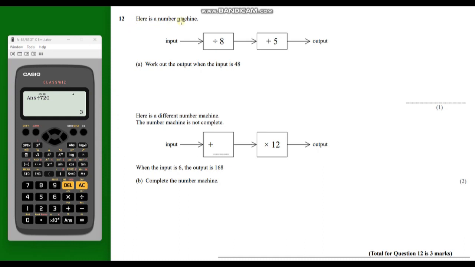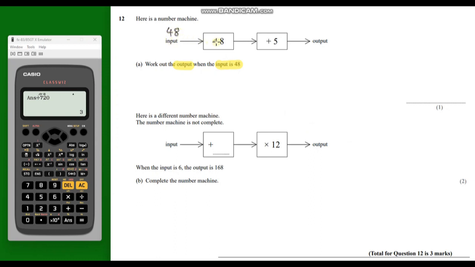Question 12. Here is a number machine. So we've got an input. We put a number in here. We divide by 8, then we add 5, and out pops our answer. So it says work out the output when the input is 48. So we're going to put 48 into our number machine.